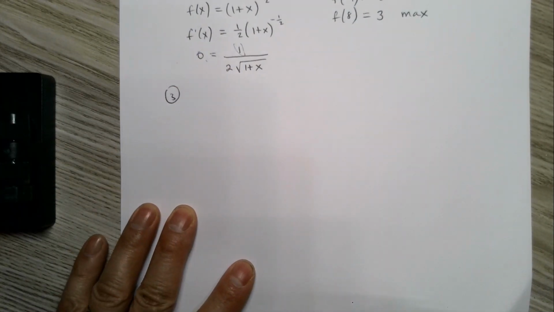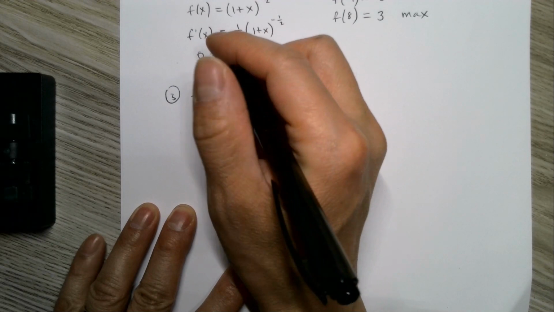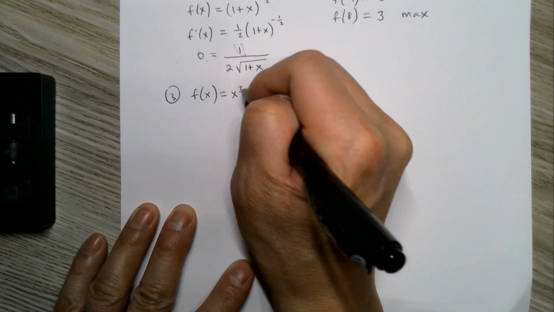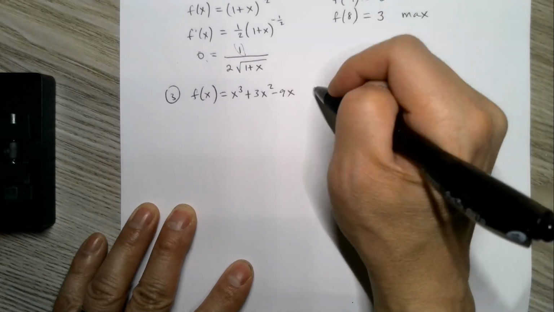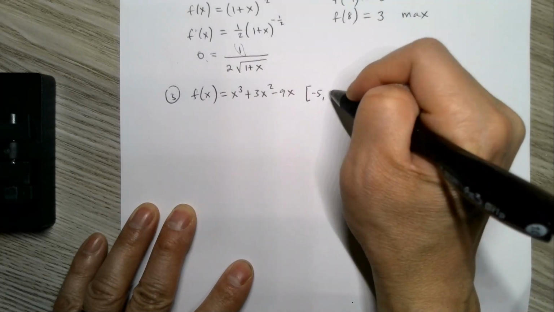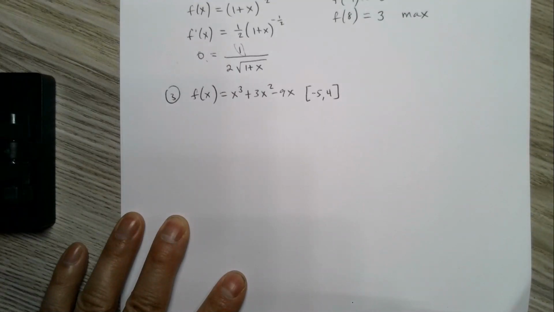Okay, third one, we're going to go back to a polynomial. And we'll be on the interval of -5 to 4. Nothing fancy here, just power rule.